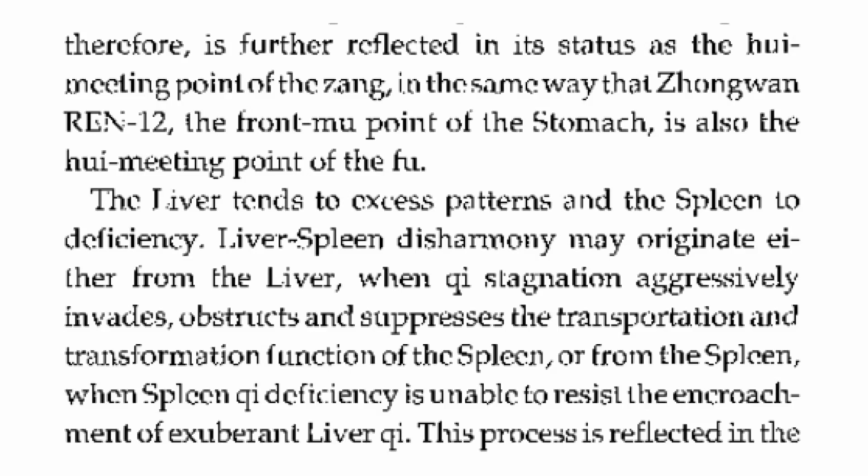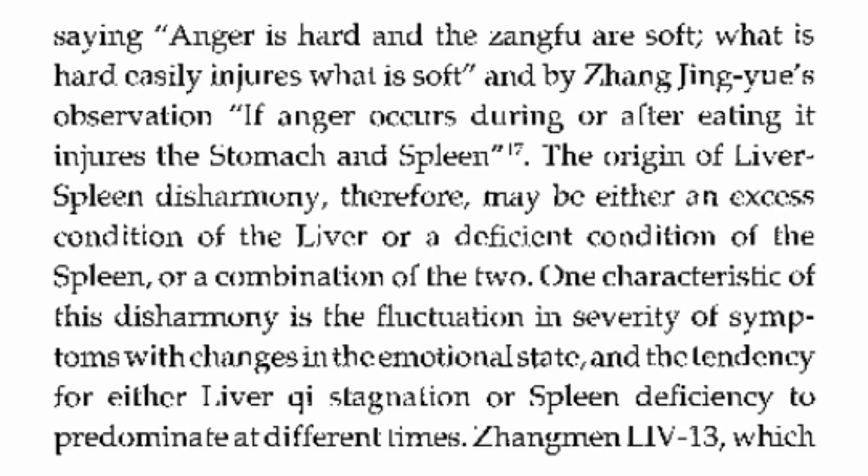Liver-spleen disharmony may originate either from the liver, when Qi stagnation aggressively invades, obstructs, and suppresses the transportation and transformation function of the spleen, or from the spleen, when spleen Qi deficiency is unable to resist the encroachment of exuberant liver Qi. This process is reflected in the saying that anger is hard and the Zang-Fu are soft, that is, what is hard easily overcomes what is soft. By Sang Jing Shu's observation, if anger occurs during or after eating, it injures the stomach and spleen.